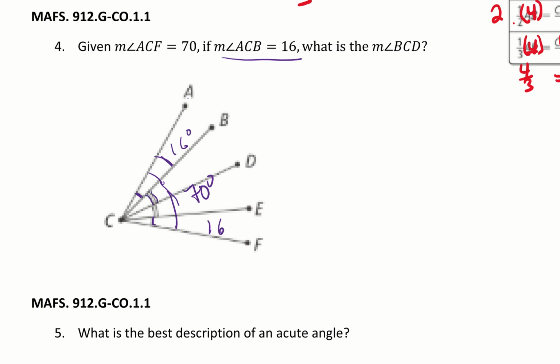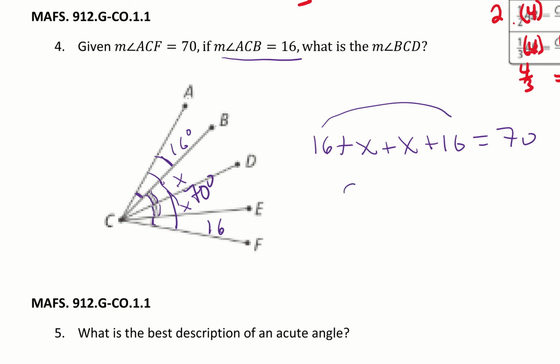Now with these double marks here, these double marks indicate that those two angles are equal. And so we'll call them X because we don't know what they are yet. In fact, we're trying to find that. We're trying to find BCD. So if we solve for X here, then we solve for BCD. But we know that these 4 angles have to add up to 70 degrees. So 16 plus X, and then this is another X, plus 16 has to equal 70.